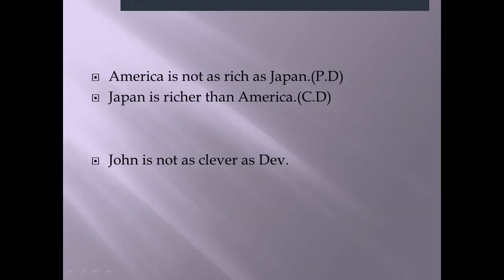Now, model 4. America is not as rich as Japan. In model 4, comparison between two things or two groups or two people. There will be no superlative degree in model 4. Okay, positive degree and comparative degree only we can write. America is not as rich as Japan. Now comparative, Japan is richer than America.